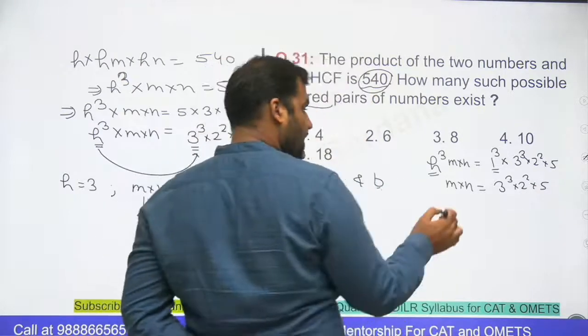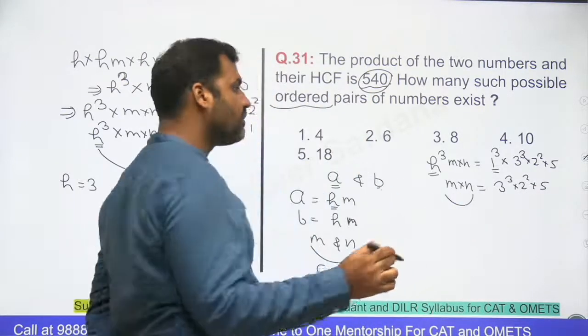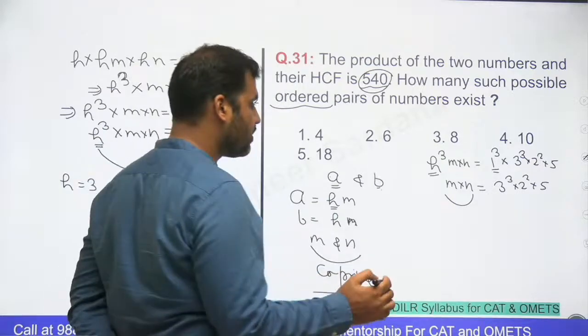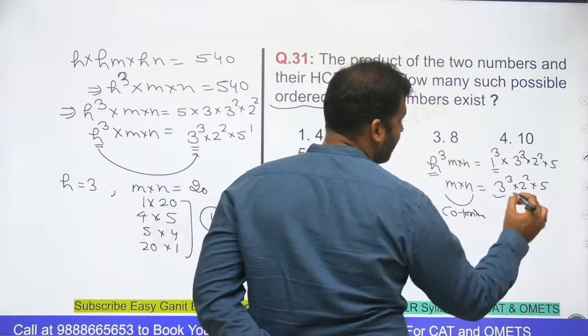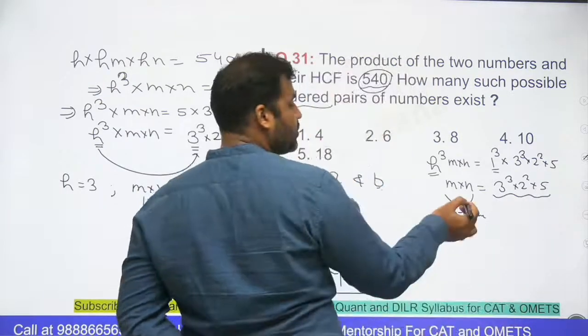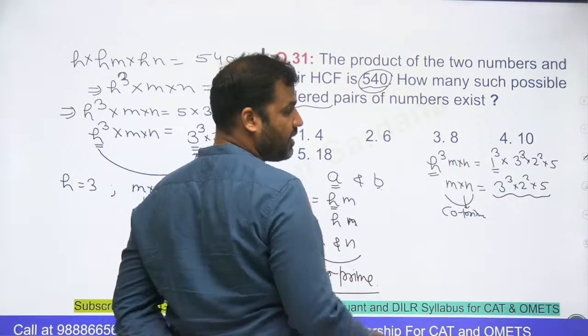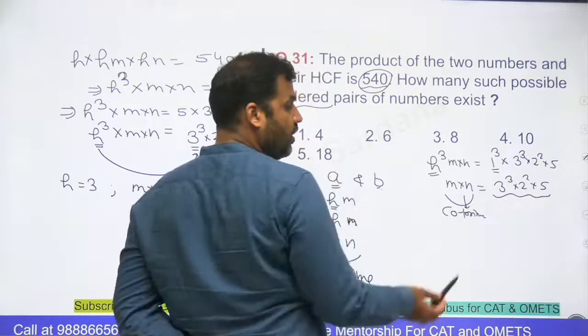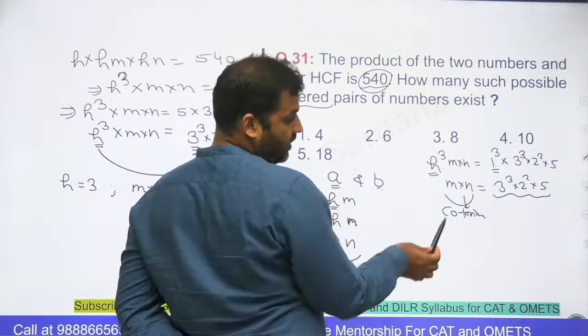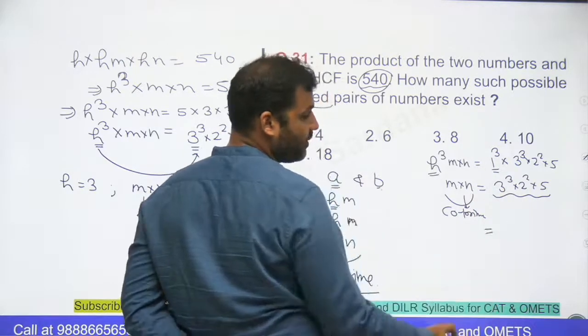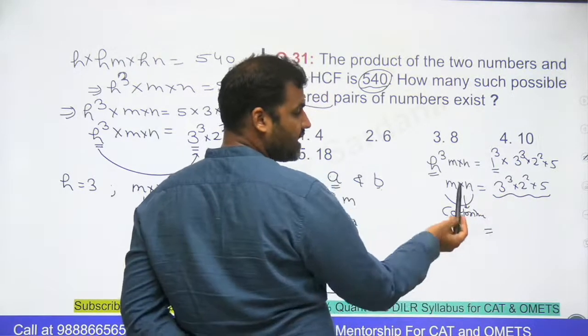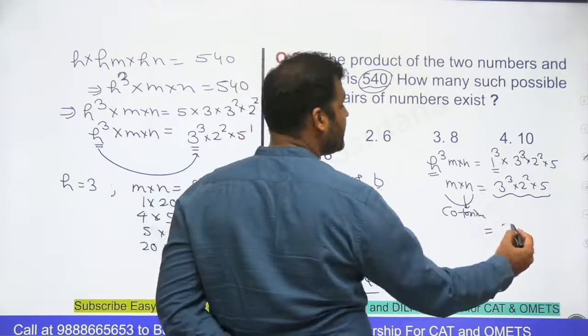Now again, in how many ways you can write down the product of these two numbers which are co-prime with each other, right? M into N should be equivalent to this product, but they should be co-prime with each other. So now instead of making random cases, it's better to use that direct concept that the number of ways of writing down the product of two numbers so that they are co-prime with each other is 2 power m minus 1.